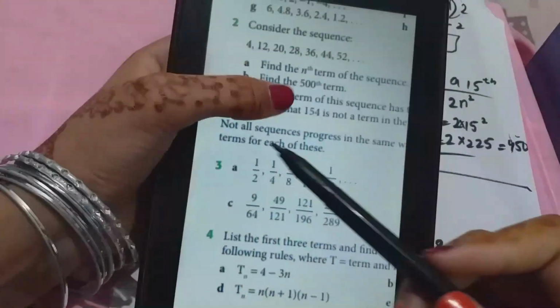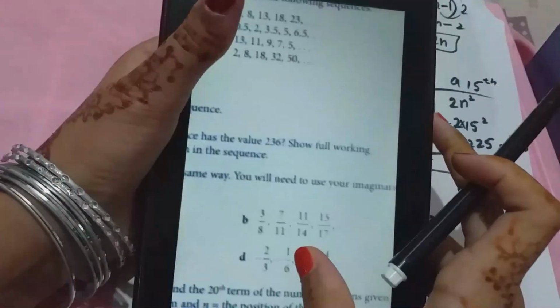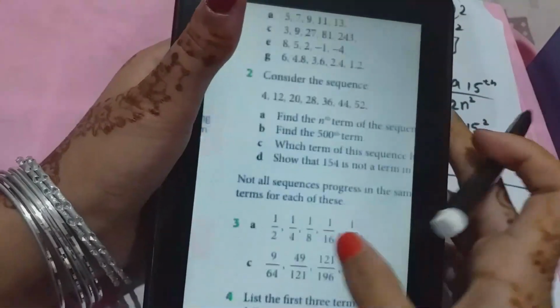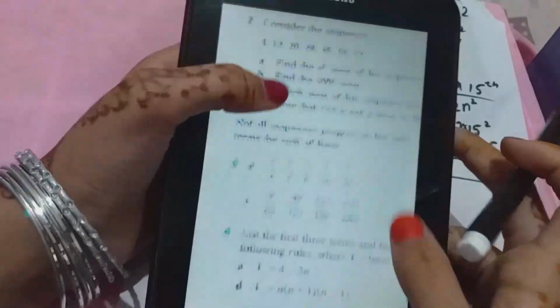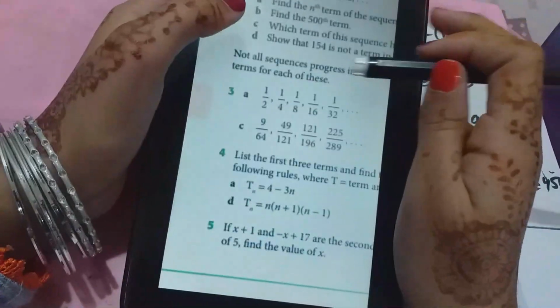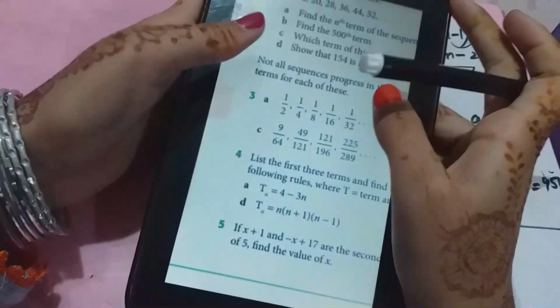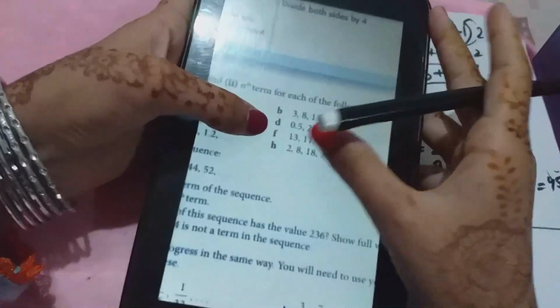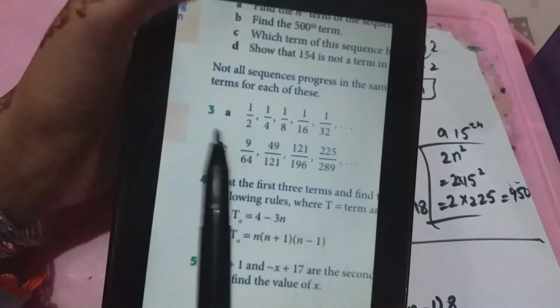Okay, so question 3 is, not all sequences progress in the same way. You need to use your imagination to find the end term for each of these. So for here, we are not going to use this formula. Instead, we are going to use our imagination to find the end term. Means we are going to make a new formula, just like we did in question 1 for some of them.